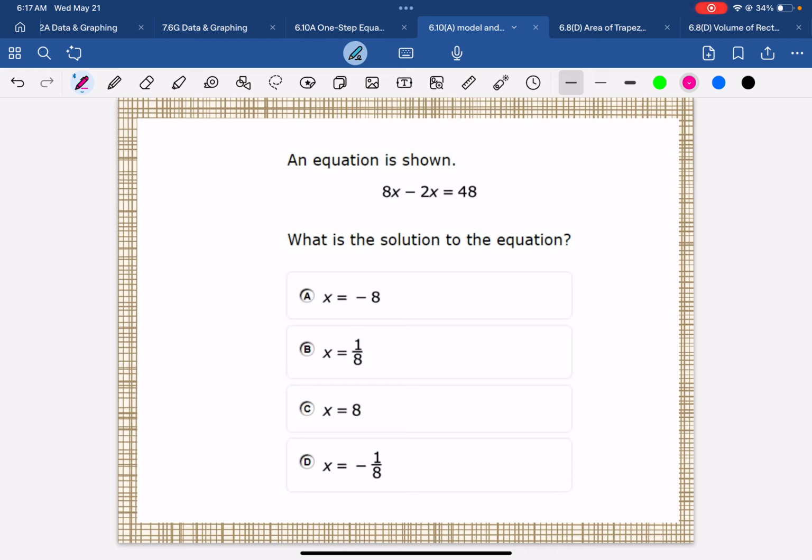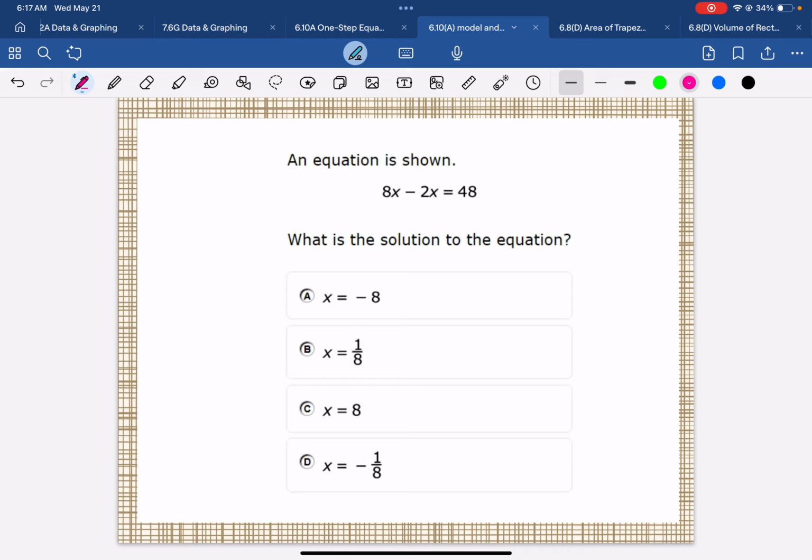So when you're solving equations, you're solving for or isolating your variable. And in this case, our variable is x. The variable can be any letter from A to Z. So this means 8 times x, even though it doesn't say it. When you have a number in front of a variable, that is your coefficient, and it means multiplied. So 8 times x minus 2 times x is equal to 48.